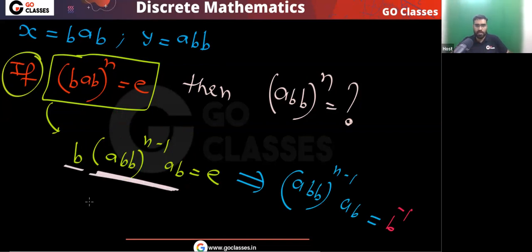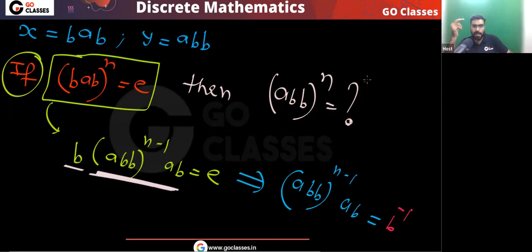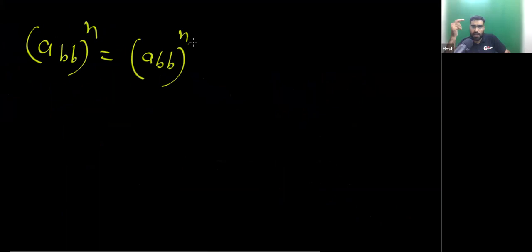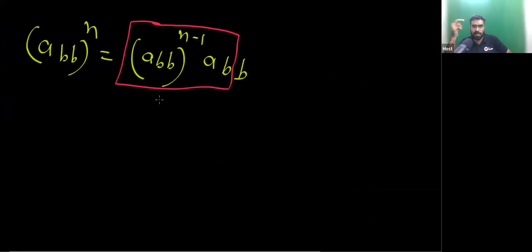Simple, right? Okay, now what we actually want to find is ABB power N. That is equal to ABB power N minus 1 times ABB. And this we already know: ABB power N minus 1 AB is already B inverse. So if this is B inverse, then what you can say? B inverse B, that is equal to E.